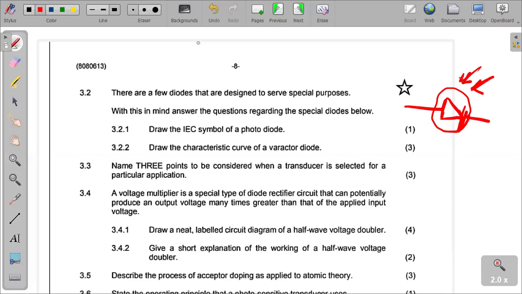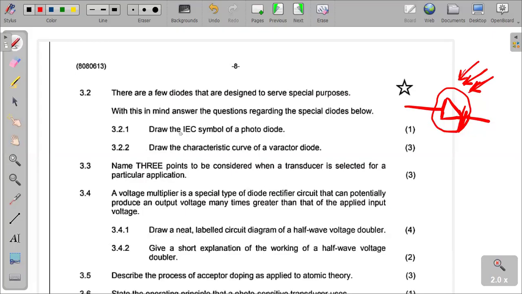So these are the arrows I am indicating, pointing towards the diode. So there we have them. Okay, that's marking the symbol for the diode. Right, draw the characteristic curve of the varactor diode.